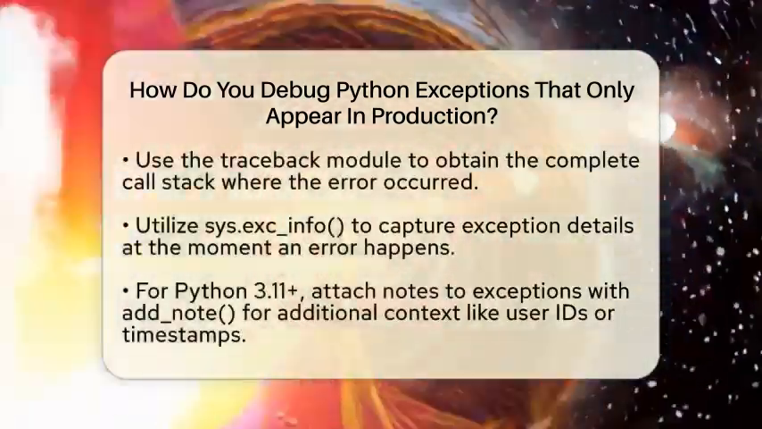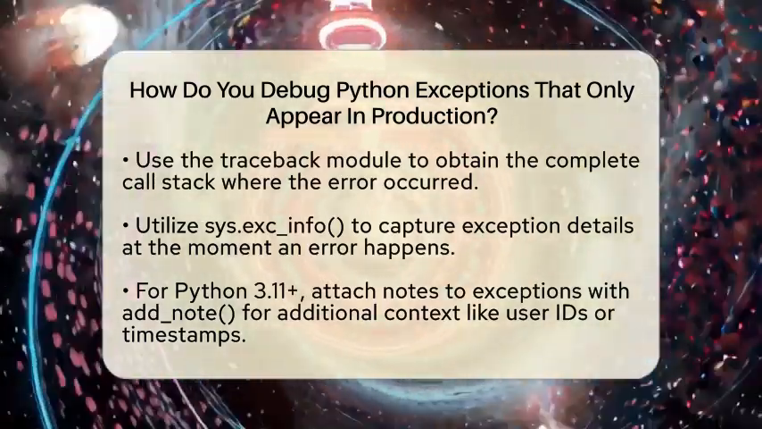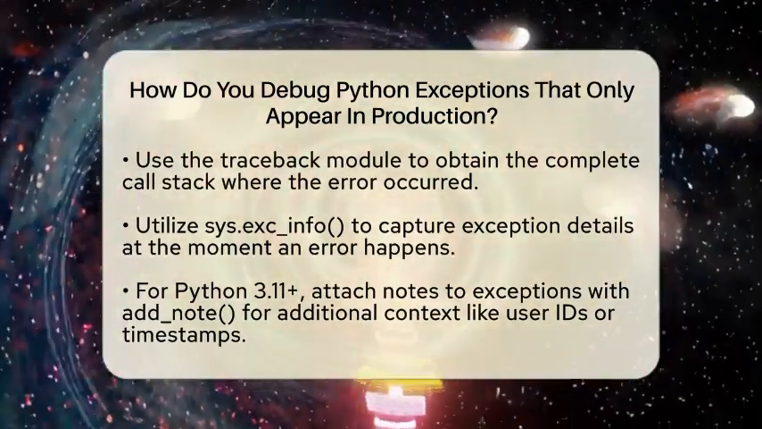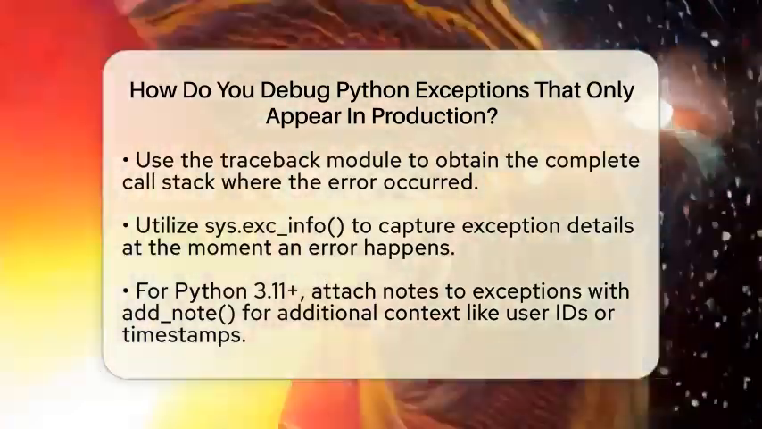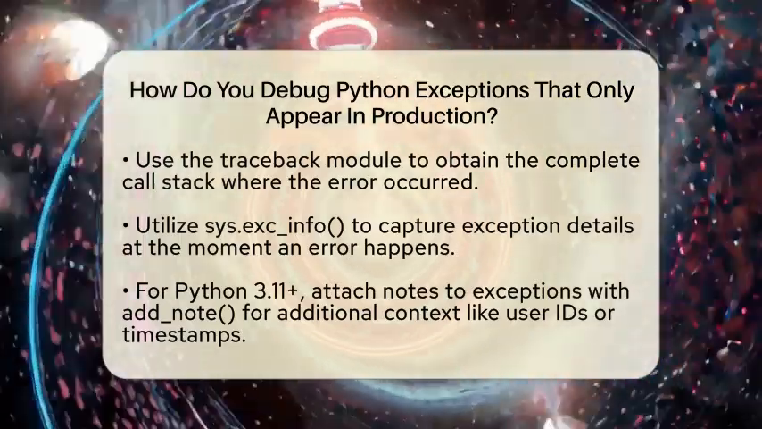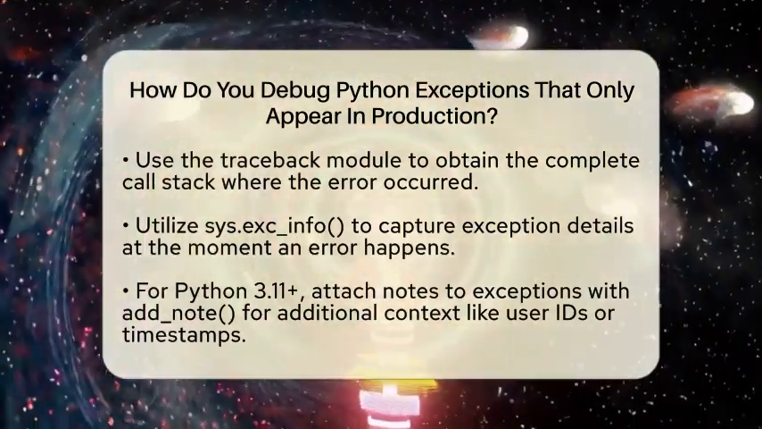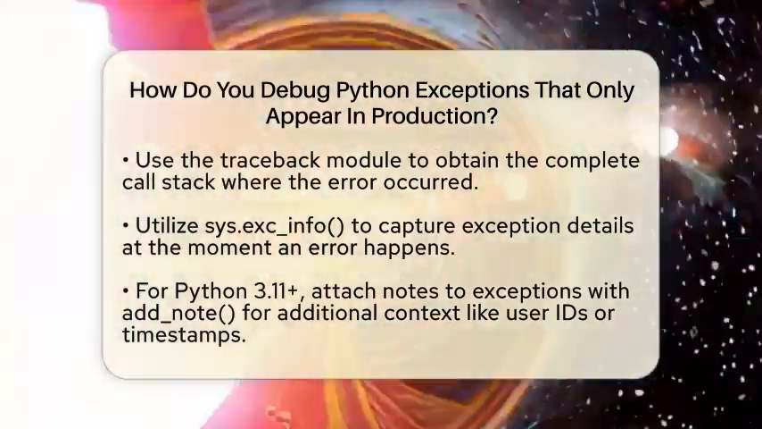Use the traceback module to get the complete call stack, which shows you exactly where the error happened. You can also use the sys module's exc_info function to capture the exception details at the moment it occurs. This gives you the exception type, value, and traceback object. Logging these helps you piece together what went wrong after the fact.